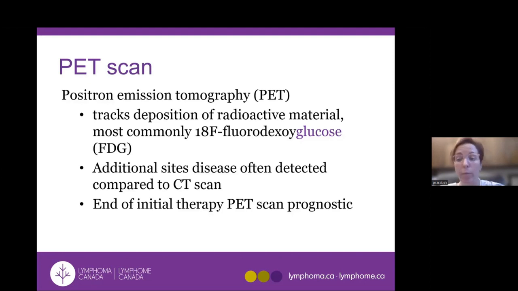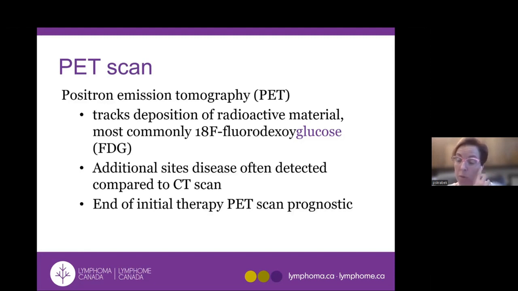PET scan tracks deposition of radioactive material. It's a radio-labeled glucose. One of the advantages of PET scan over CT is that you can often identify additional sites of disease compared to CT. And so it should be done before, for example, using radiotherapy for limited stage follicular lymphoma to be very sure that you have a limited stage follicular lymphoma. It's also very good at determining if there's any active lymphoma in patients who had a very big mass where it has not fully resolved.